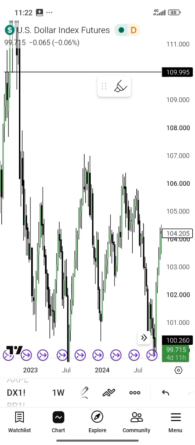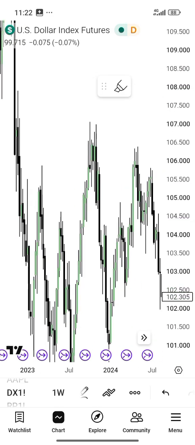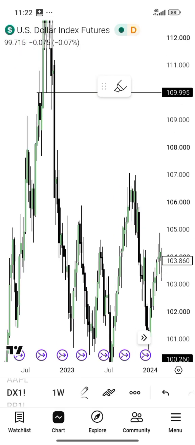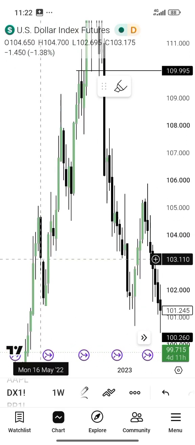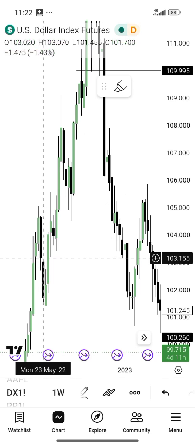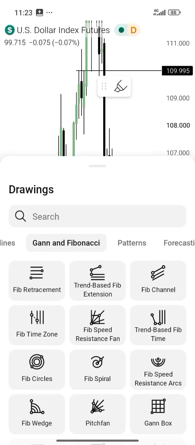Well, that's not an inversion fair value gap, but okay, this is the best example. It should make sense, I believe. So this was a bearish fair value gap here. We closed above it, and you can see price respecting it here. Let me draw that out.